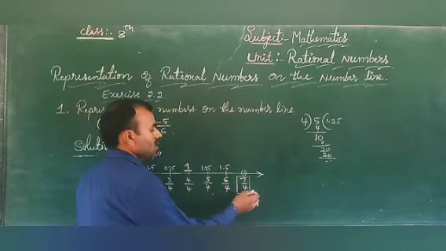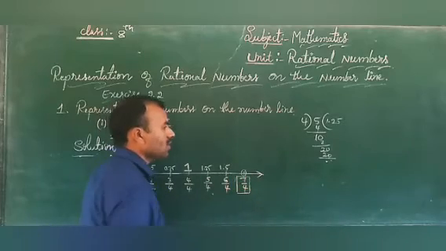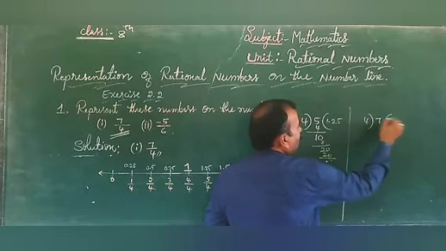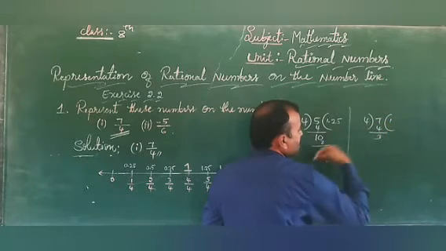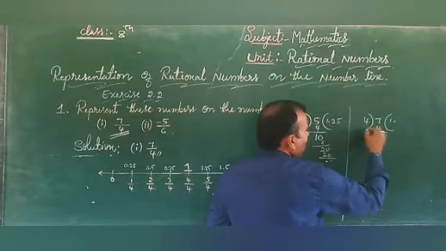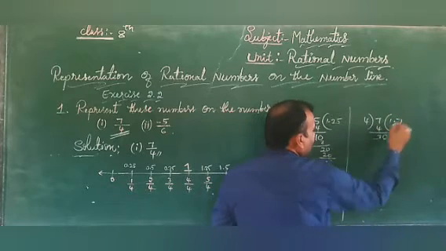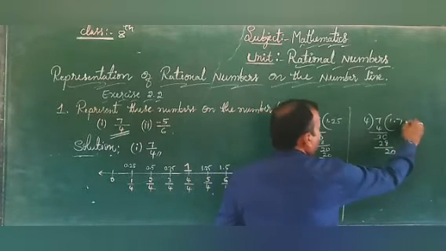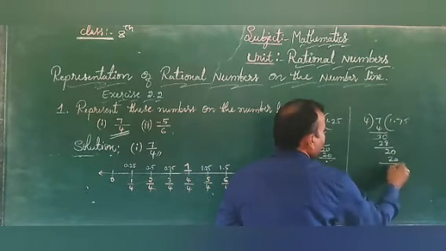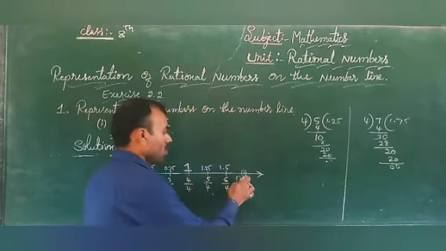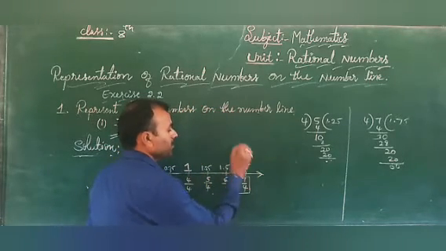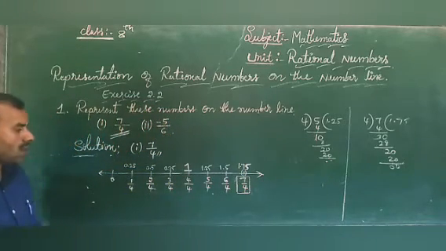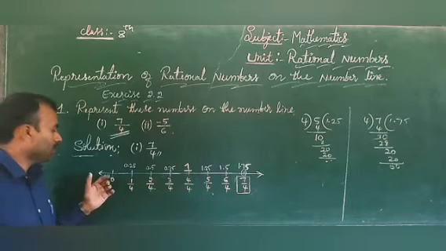Here also 6 by 4, 2 threes, 3 by 2 means 1.5, and this can be divided 7 by 4. Divide 7 by 4, 4 ones are 4, here remainder is 3, take point, 4 sevens are 28, remainder is 2, take 0, 4 fives are 20, remainder is 0. 7 by 4 means 1.75.